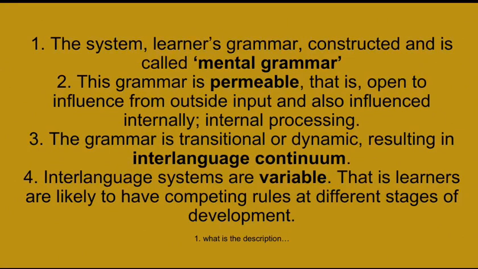Number two, this grammar is permeable, that is, open to influence from outside input and also influenced internally, what we refer to as internal processing. So when we say it's permeable, we mean it is absorptive, it is porous, it is penetrable. Okay, it can accept both internally and from outside. We have internal input and we have external input.